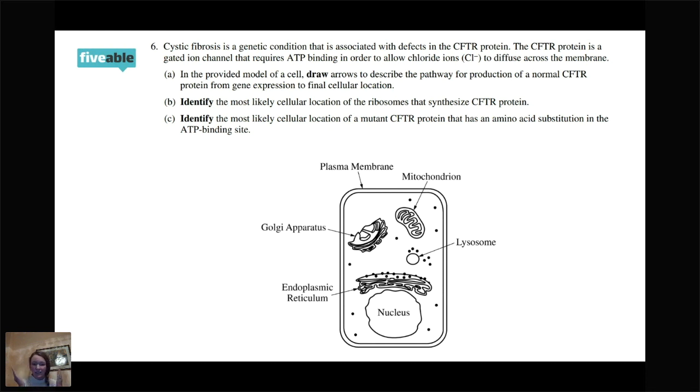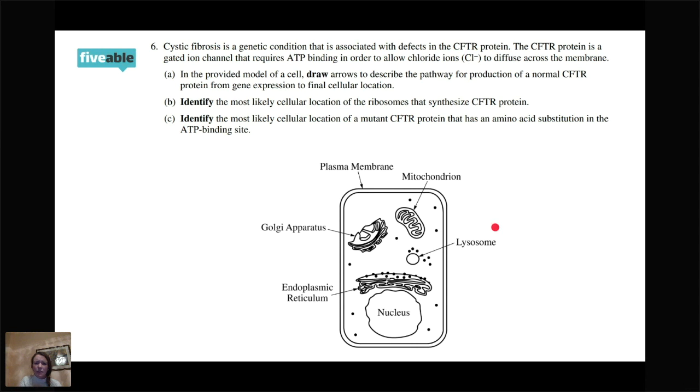That's like the number one reason why students get overwhelmed and don't do so well, if they feel like they have to know everything in this question in order to get the right answer. Because I just showed you, as long as you know what a transport protein does, and as long as you know how proteins are made, you can answer every part of this question.